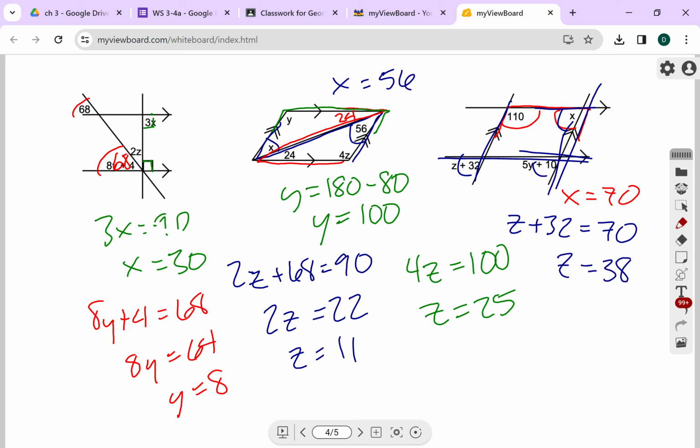38, but 5y plus 10 also equals 70. So then 5y would be equal to 60. Y must be, mine's blinking right now. So it'd be 12. Excuse me. Took me a second there.